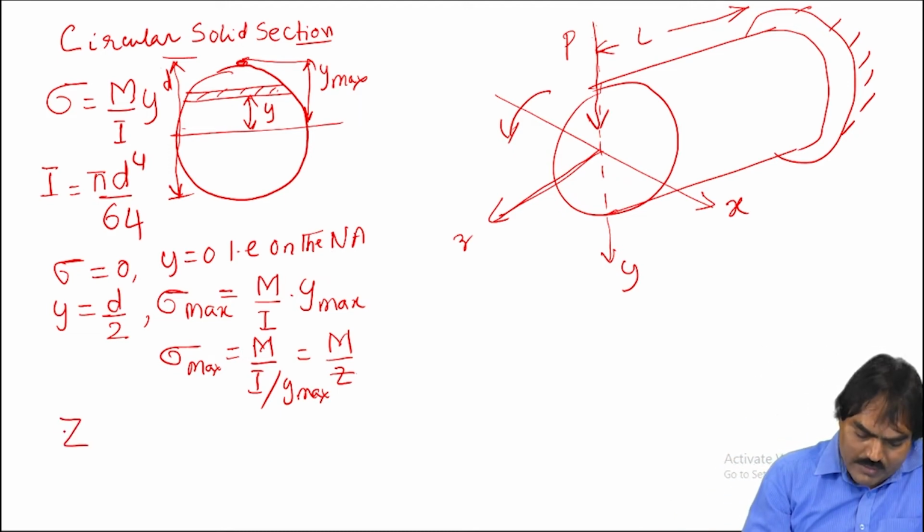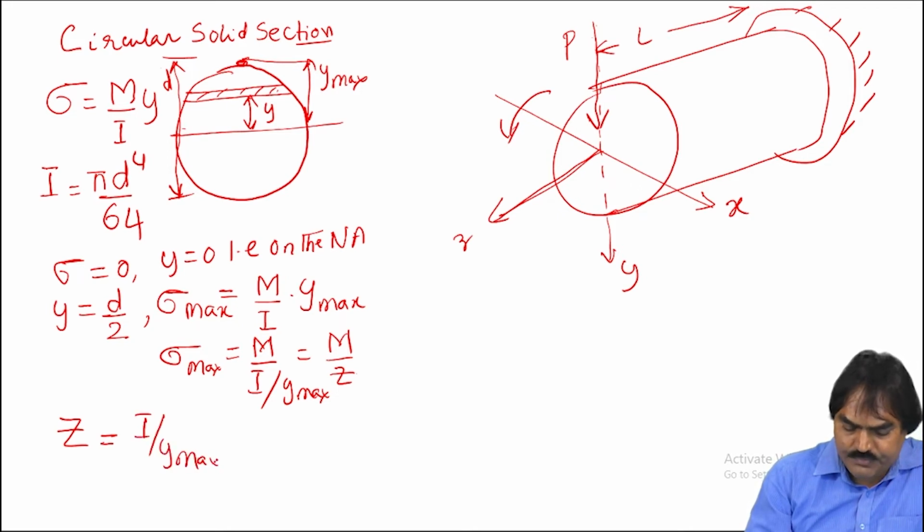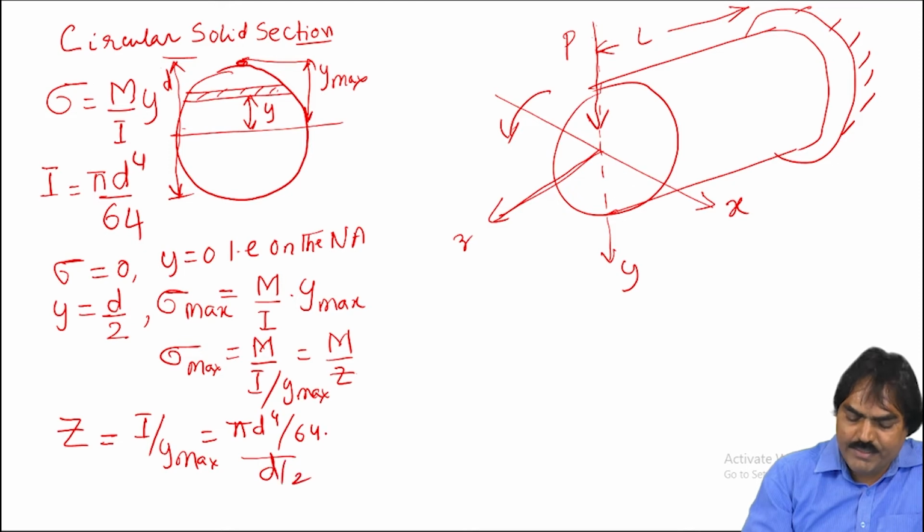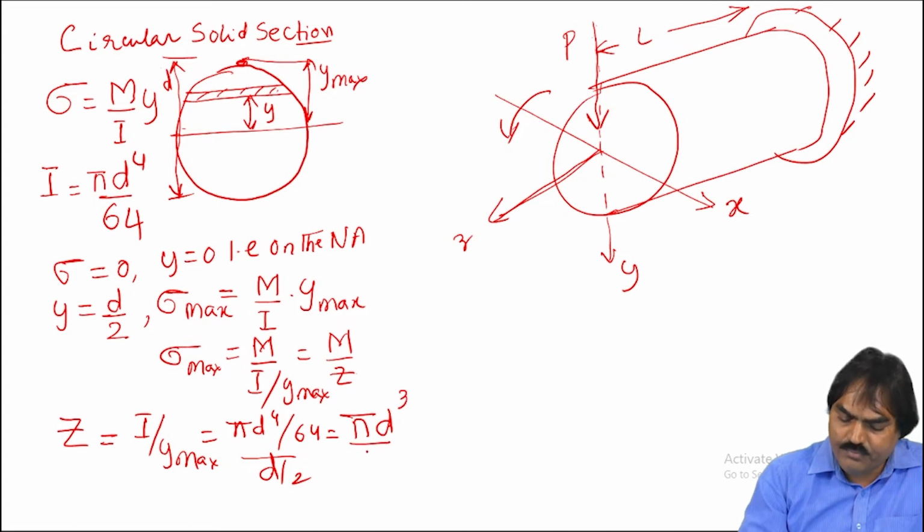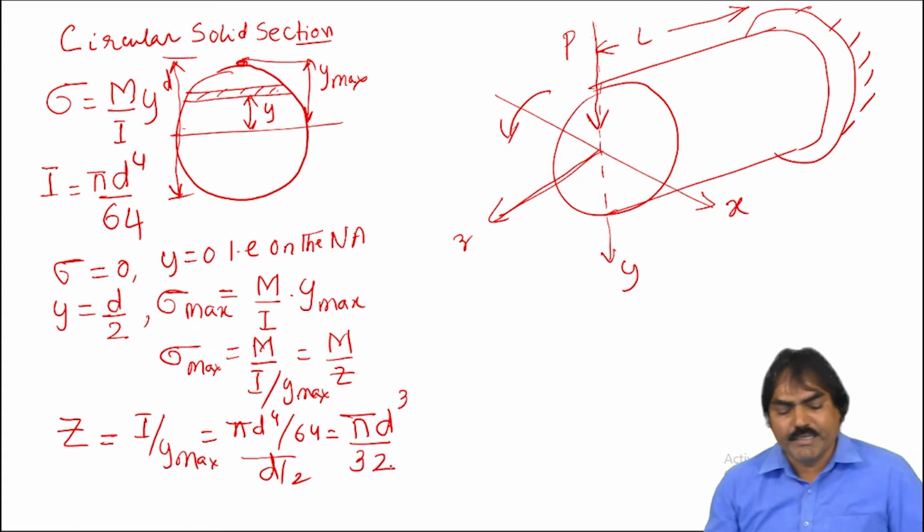So for a circular section, Z is given by I by y max. That is given by pi d power 4 by 64 by d by 2. That is pi d cube by 32.